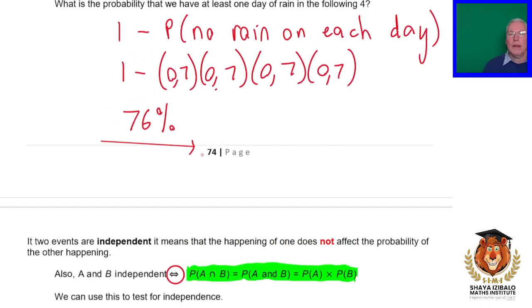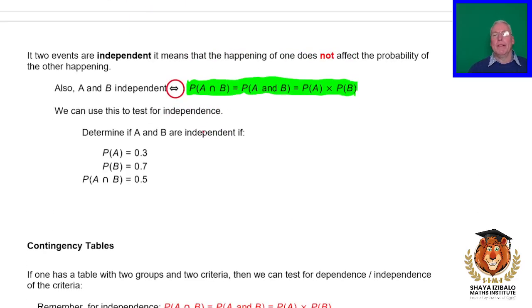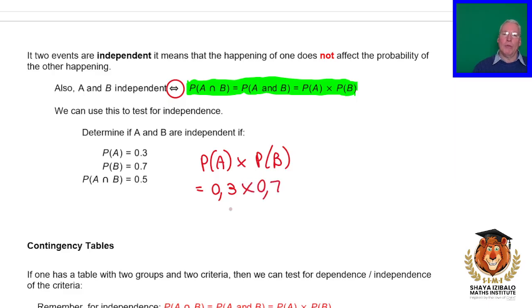Going back to the rainfall, we said let's assume that each day is independent. The weather is independent on each day. So we could multiply the probabilities. Now this question asks us to test, are A and B independent if these things are true? If they're independent, then this must be the case. So let's work out the probability of A times the probability of B. It's just going to be 0.3 times 0.7. 3 times 7 is 21, so this must be 0.21.